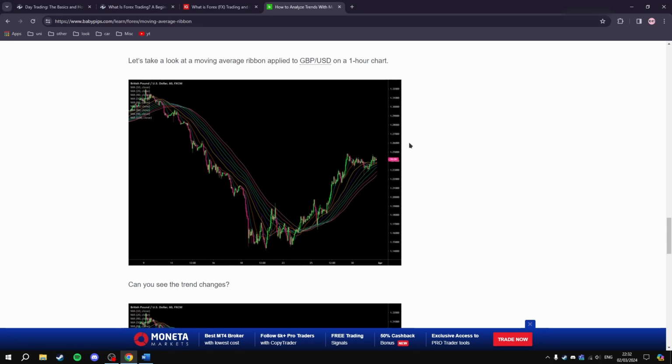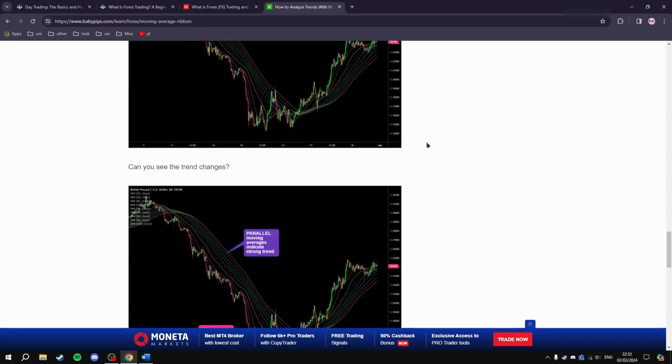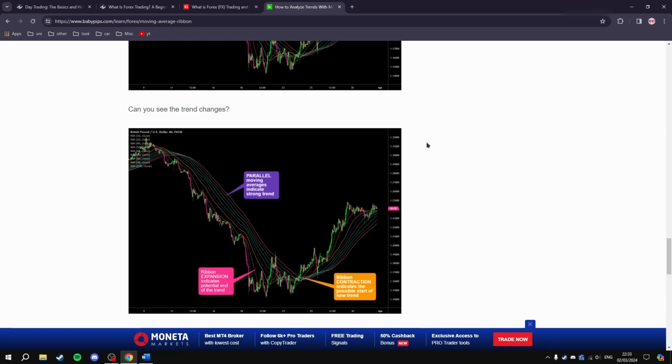Moving average ribbon example. Let's take a look at the moving average ribbon applied to GBP USD on a 1 hour chart. So we've got the chart here. Can you see the trend changes? Parallel moving averages indicate a strong trend, because they're all pretty much going down the same way.